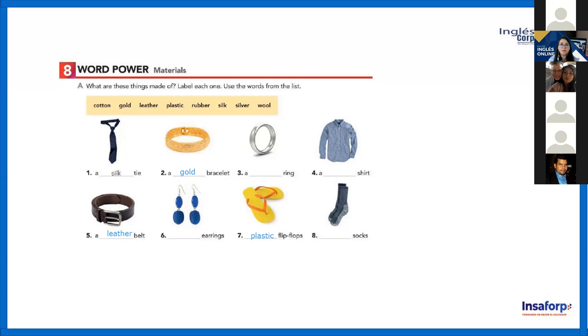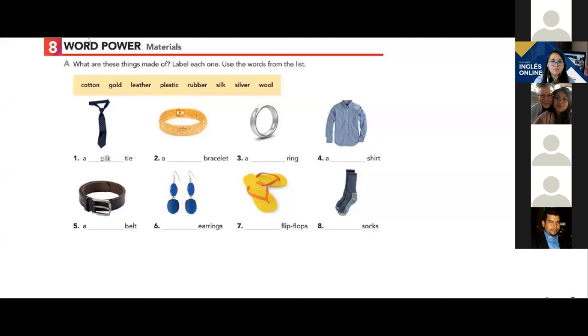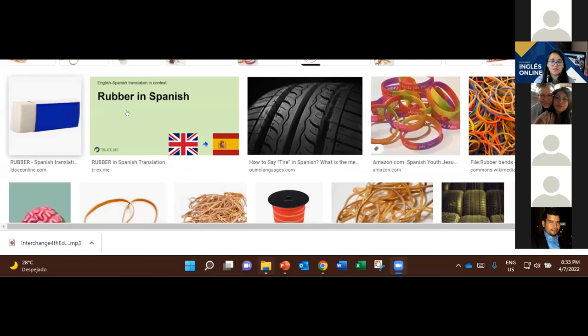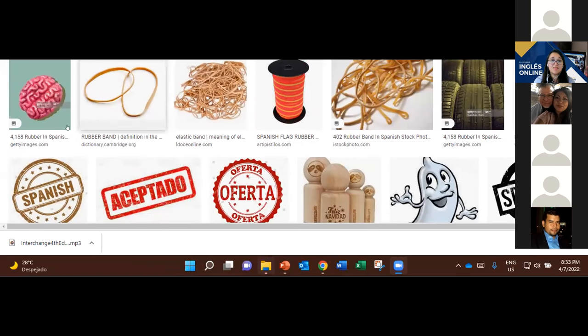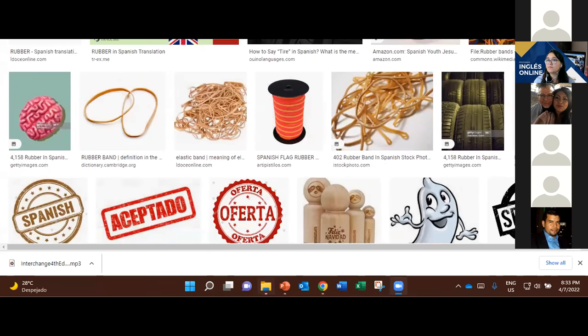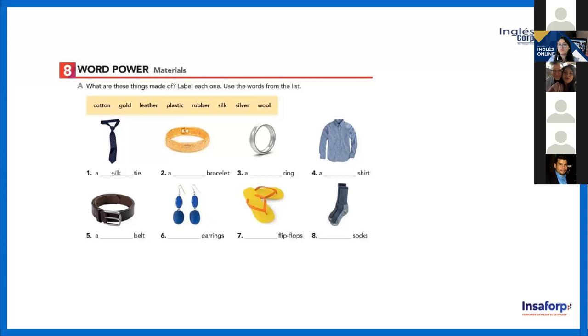Let me just share maybe this picture. A rubber, you can see here that you can say as an eraser, but also it is this type of material. A rubber. Gum elastic. Yes, that's right. It has these two meanings. So in this case, what can we say the material for rubber? Sandals. Yes, we can see, for example, the flip-flops. The flip-flops that are made of rubber.